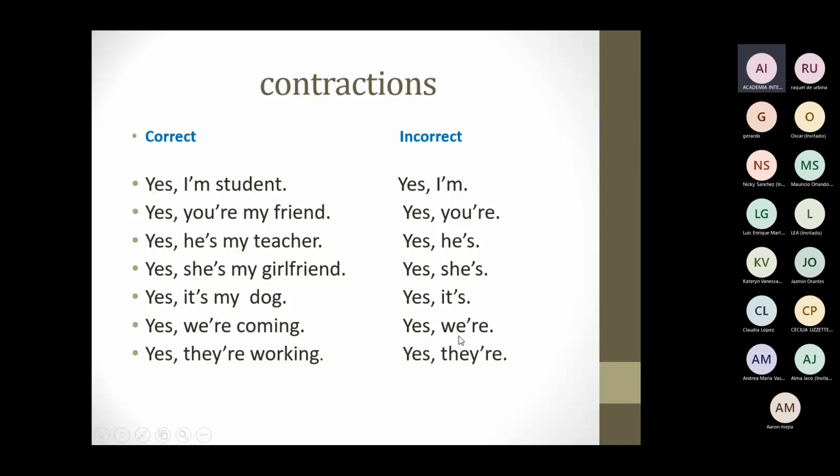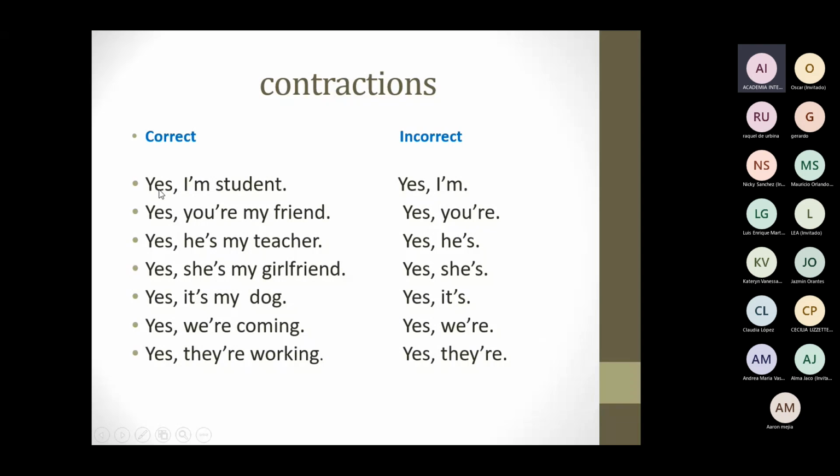Are you studying right now? Yes, we are. ¿Verdad? Ahí sí está bien. Are you studying right now? ¿Estás estudiando? Yes, we are. Pero nunca se dice yes, we're. Si quiero usar la contracción, sí, añado algo más aquí. Yes, we are studying. ¿Se entiende eso? Sí, teacher. Ajá. Bien, por eso lo dejé aquí.